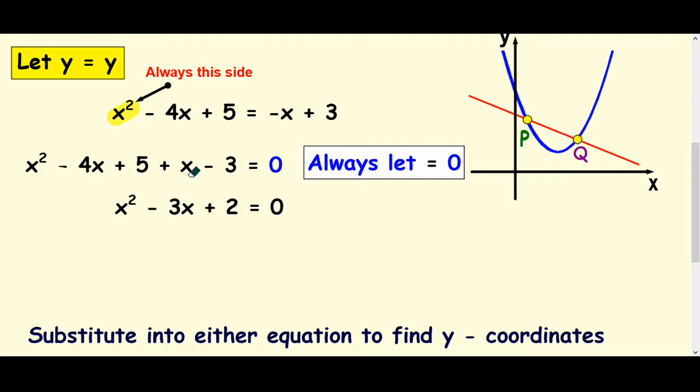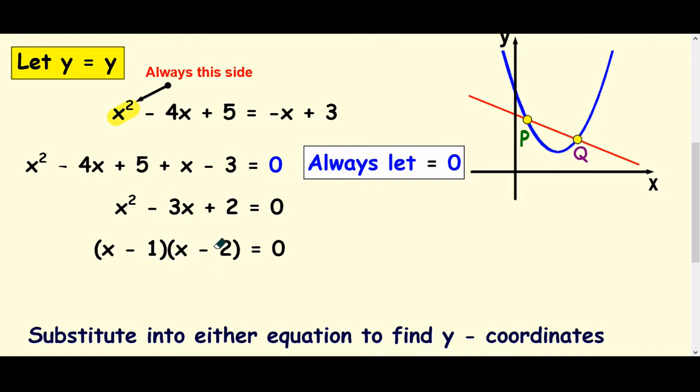So this is the idea. We get everything over to one side, set it equal to 0, and factorise. Now that's going to go into double brackets. 2 times 1 makes a 2, and a minus 2x and a minus 1x will give you the minus 3. You must be good at factorising to do this.